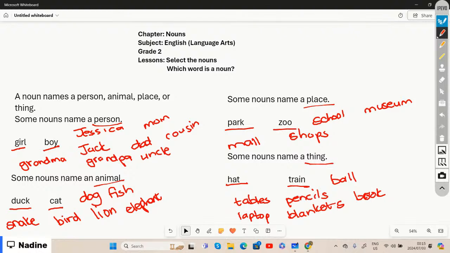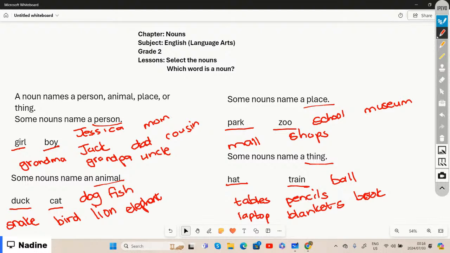So once again, a noun, it names a person, an animal, it names a place, and it names a thing. And we said that some of the nouns that names a person can be basically names like girl, boy, Jessica, Jack, instead of saying the names grandma, grandpa, dad, mom, cousin, uncle, right? And then we said some of the nouns names animals, and then we made a few mention of animals like your ducks, your cats, dog, fish, and so on.